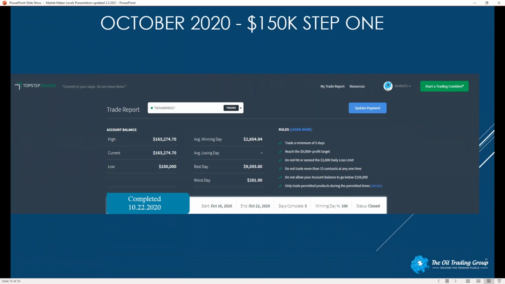In addition to that, on the side, around that same window, we did the $150,000 pro account. Now, the profit objective on that $150,000 account is $9,000. That's the profit objective that you need to achieve on that pro account. You'll notice here the high water mark, and where we ended was 163,274. That's a profit of $13,274 in 5 trading days. Okay, in 5 trading days, using the levels that I'm going to show you here today.